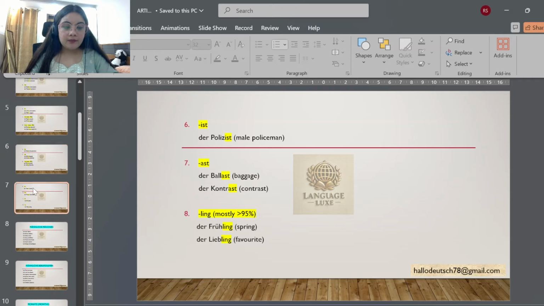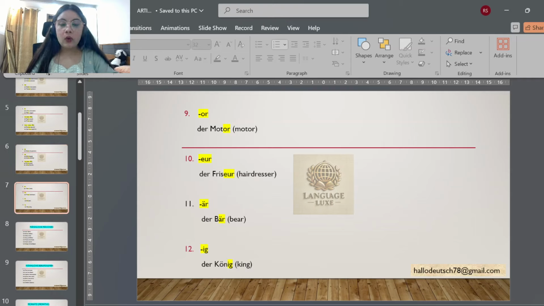Then comes or. If the ending is or, the suffix is or. Zum Beispiel means for example, der Motor. Motor, then it will be masculine because of that or. Then a u r. For example, der Friseur. Friseur is hairdresser. A u r is coming in the end, so it will be masculine.